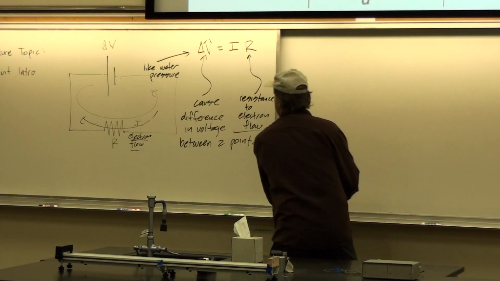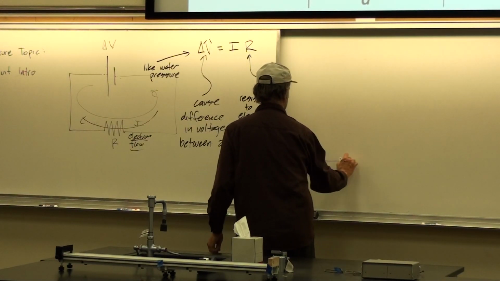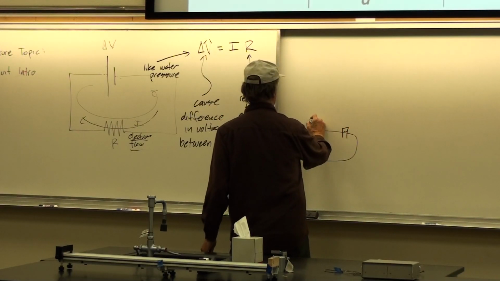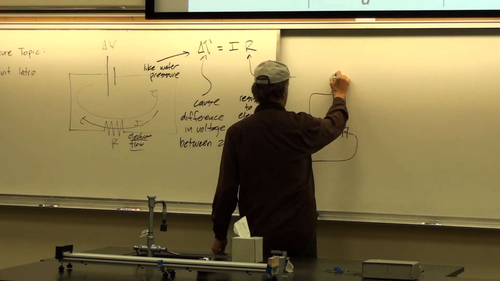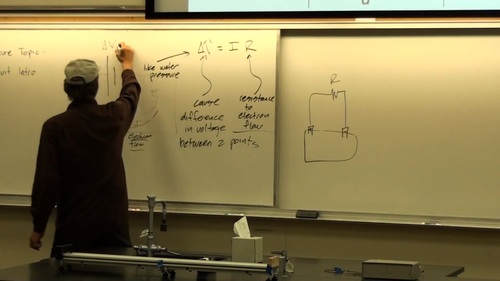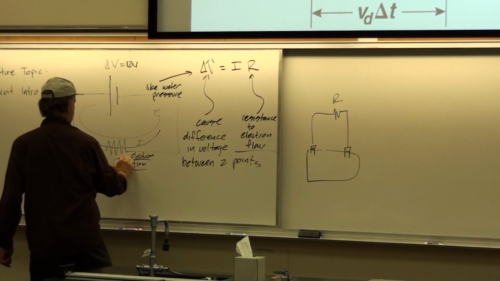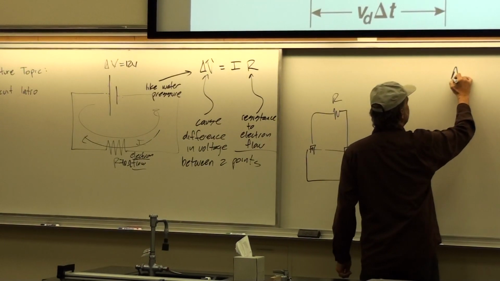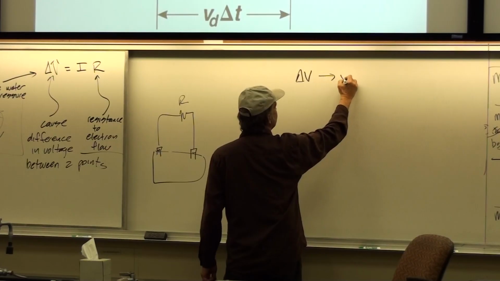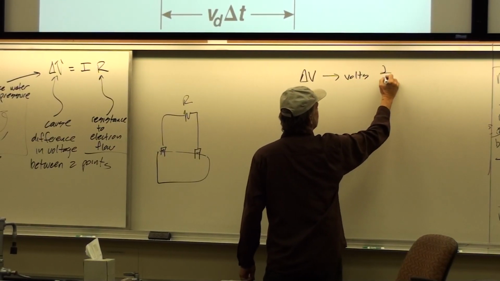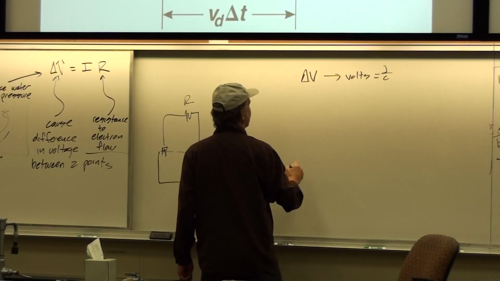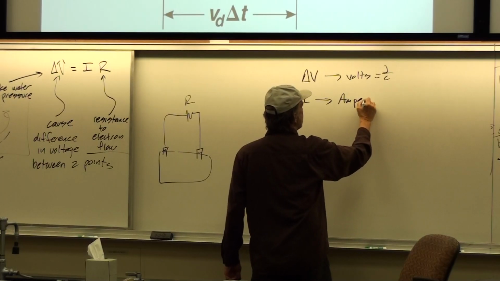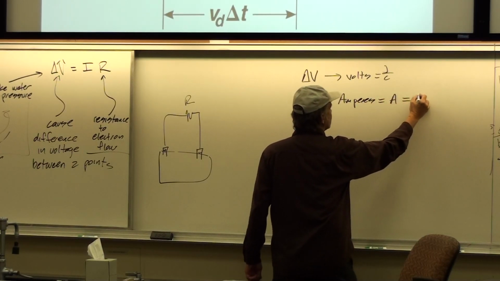So let's say that we've got, this could be like a battery again. So this could be the real situation, plus, negative. And then we got some resistor going like this, R. So let's say delta V is 12 volts and R is 10 ohms. Okay, so we already know the units, delta V is going to be in volts, which is a joule per coulomb. The current is measured in amperes, and that's a coulomb per second.